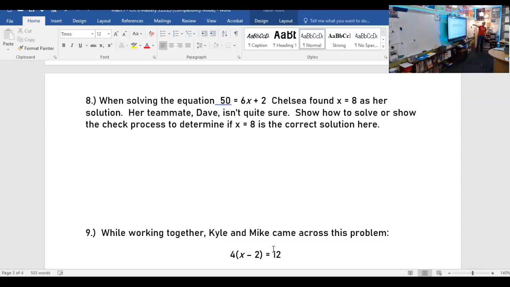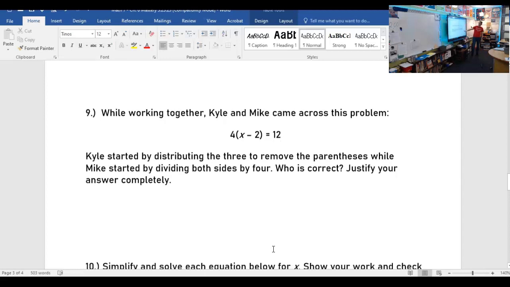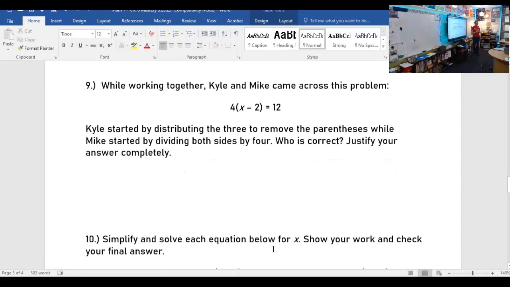Chelsea found x equals 8. Dave is not so sure. So figure out who's right. Maybe solve it on your own. Plug it in and check it. Like, you do what you want. I'm moving on. In 9, Mike and Kyle, fraternity brothers of mine.